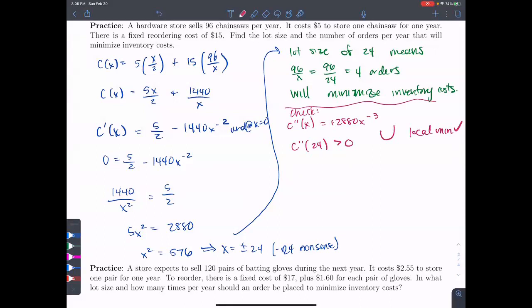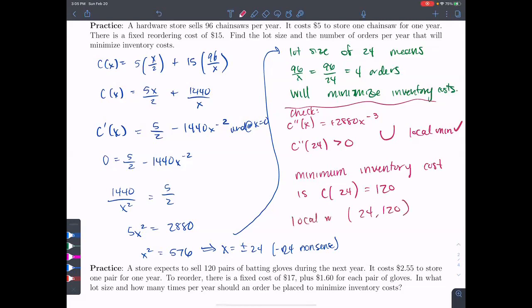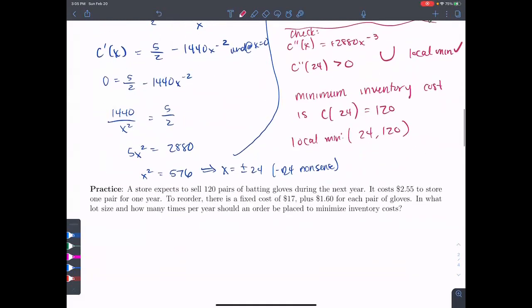The actual minimum inventory cost is C of 24, which in this case is, I think, 120. So you have 24, 120 is your local min. Okay.